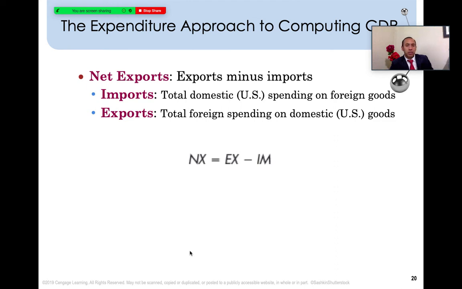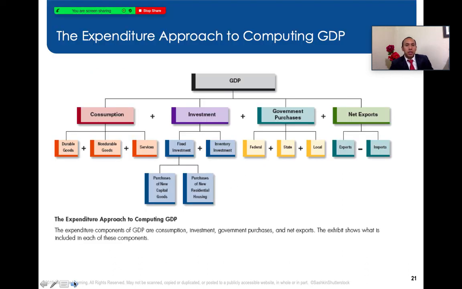Some countries have a trade surplus, China, for example, very well known. And the U.S. has a trade deficit in this case. So let's analyze GDP for the economy.